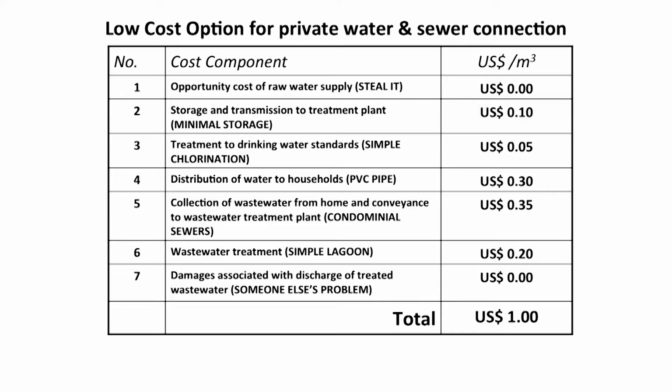Sixth, we only use a simple lagoon for wastewater treatment, like the Hopi villages. We do not build a modern wastewater treatment plant. Let's say the cost is only 20 cents per cubic meter. Seventh, let's assume no one lives downstream of our wastewater discharge and there are no damages from it. We still end up with costs of $1 per cubic meter.